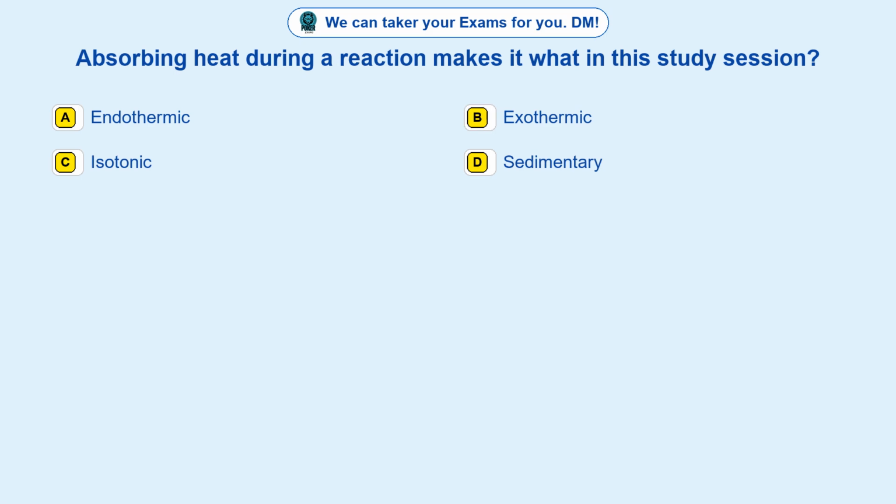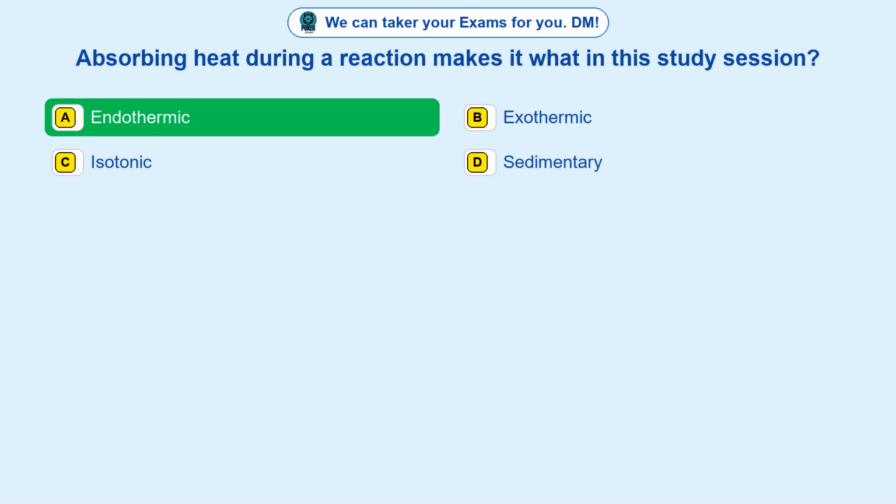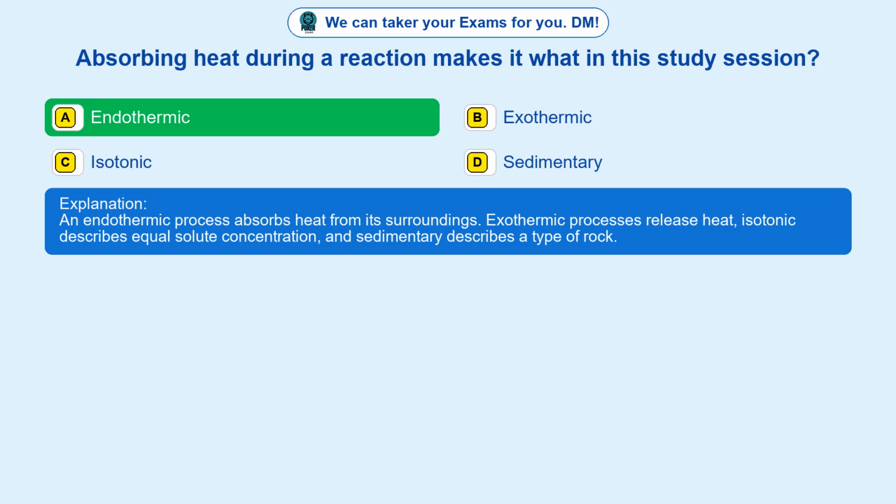Question 47. Absorbing heat during a reaction makes it what in this study session? Option A endothermic. Option B exothermic. Option C isotonic. Option D sedimentary. The correct answer is option A. Endothermic. An endothermic process absorbs heat from its surroundings. Exothermic processes release heat, isotonic describes equal solute concentration, and sedimentary describes a type of rock.